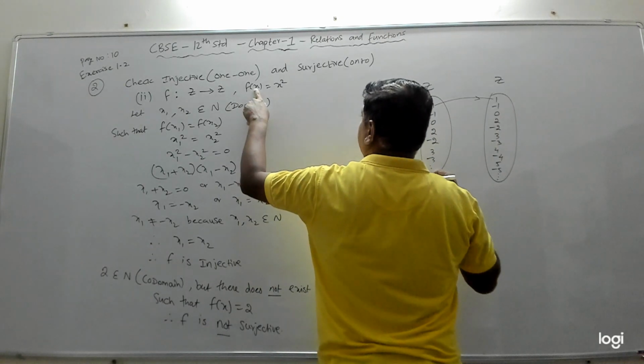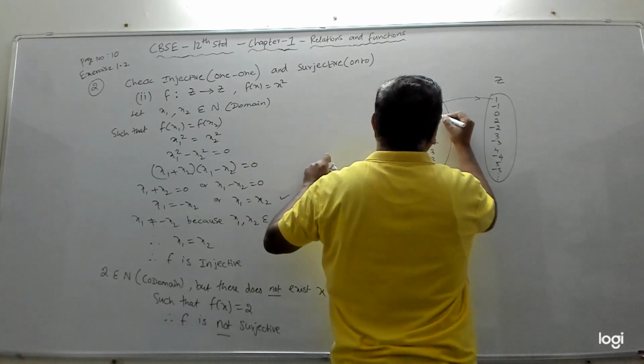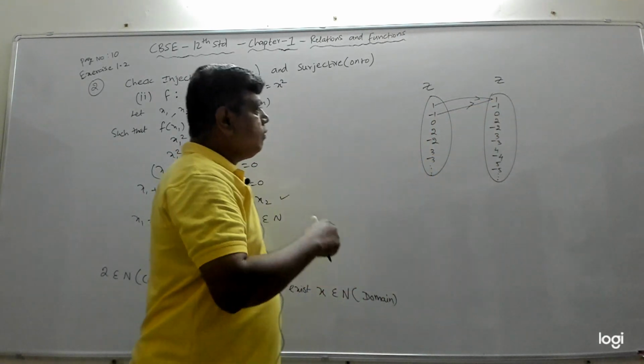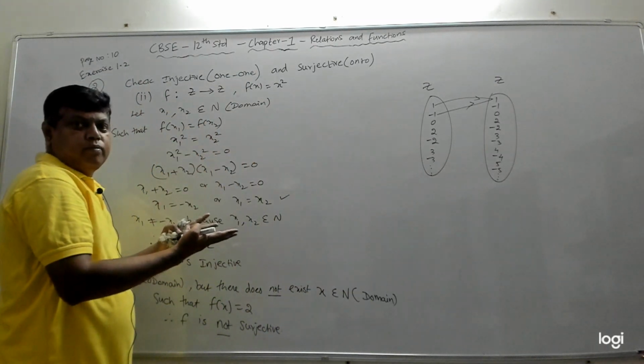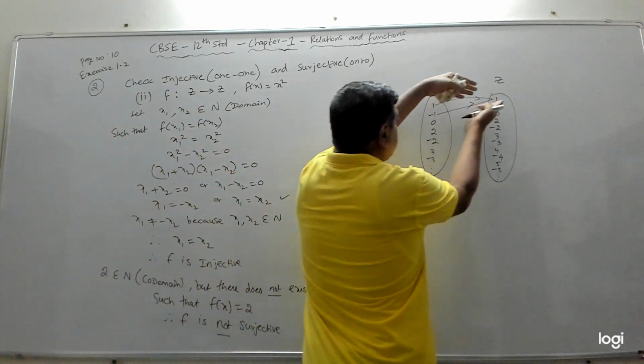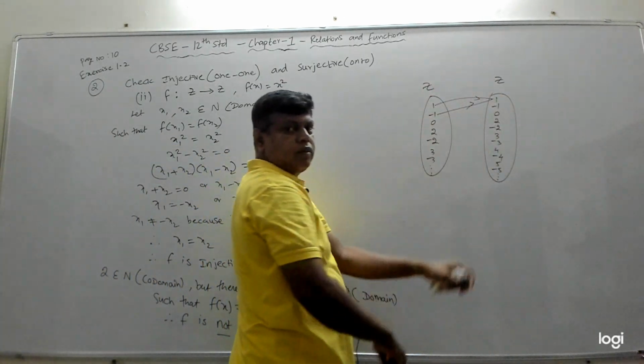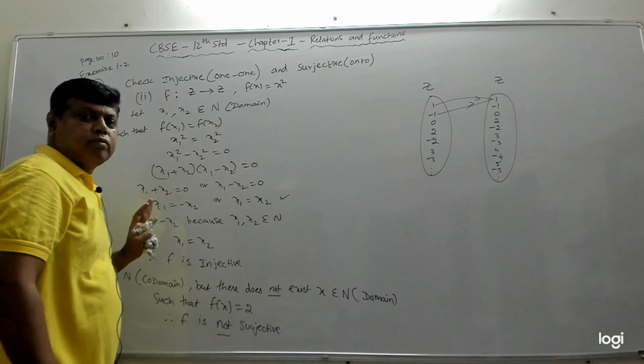F of minus 1 is minus 1 the whole square, which will also go to 1. 1 goes to 1, and minus 1 also goes to 1. This clearly shows that f is not one-to-one, because two elements have the same image. Therefore, you can immediately say it is not one-to-one.